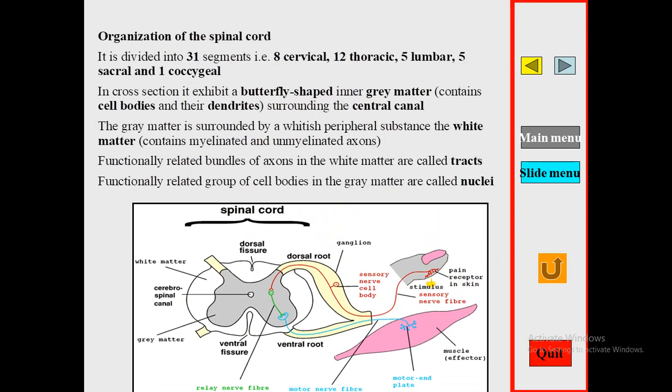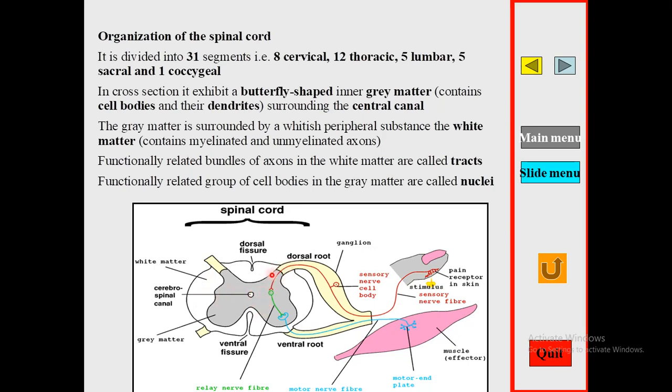We said that the spinal cord is segmented into 31 segments: 8 cervical, 12 thoracic, 5 lumbar, and 5 sacral, with 1 coccygeal. And all of these segments have a white matter and a gray matter. The white matter has no perikaryon, while within the gray matter we can find the perikaryon.